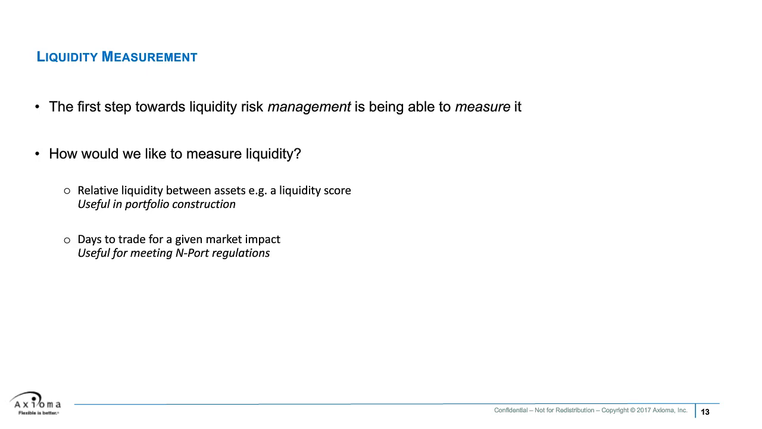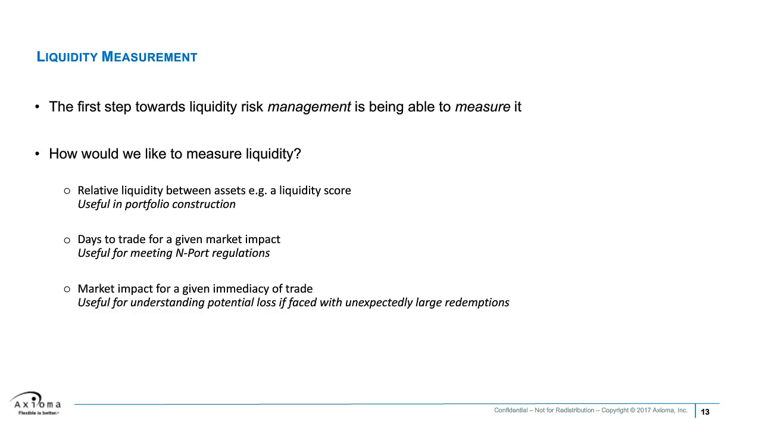The second is a days to trade number for a given market impact, and that's particularly useful in terms of today's discussion because it's useful for helping you meet NPORT regulations. And the third is to switch that around and assess what market impact you would find for a given immediacy of trade. This variant is particularly useful for understanding your potential loss if faced with unexpectedly large redemptions.